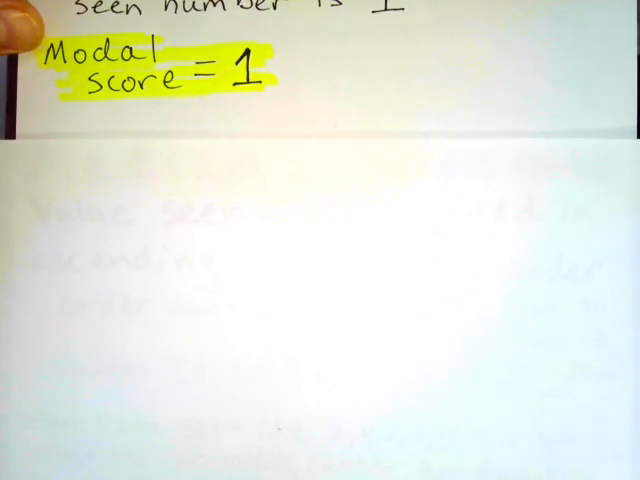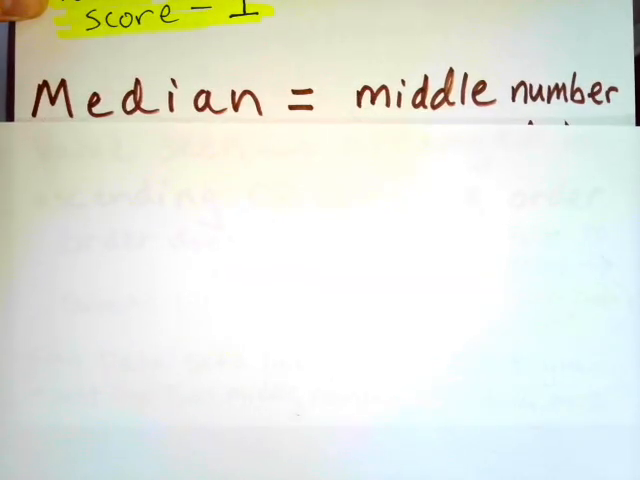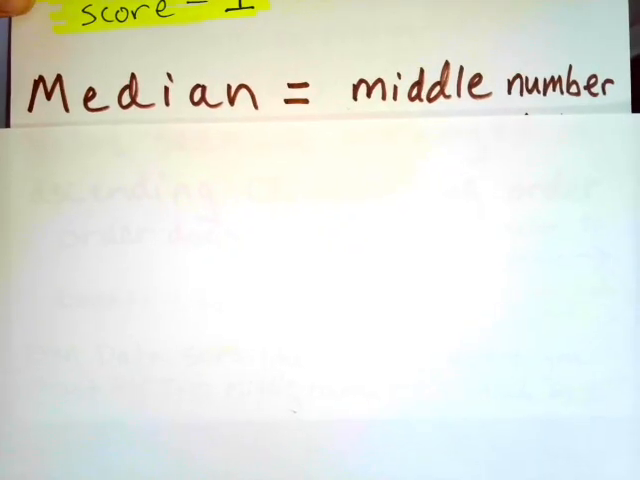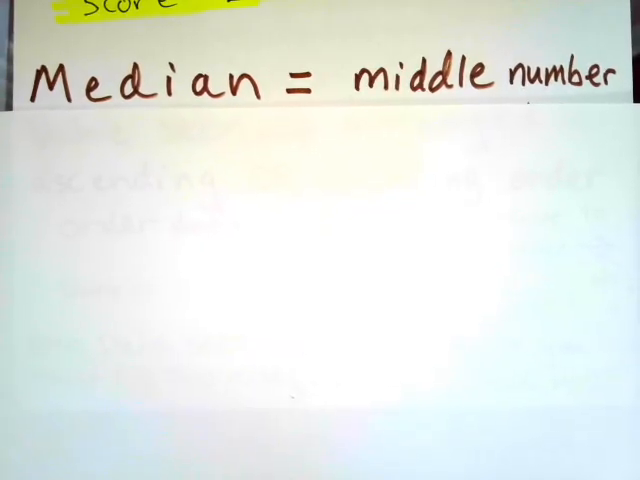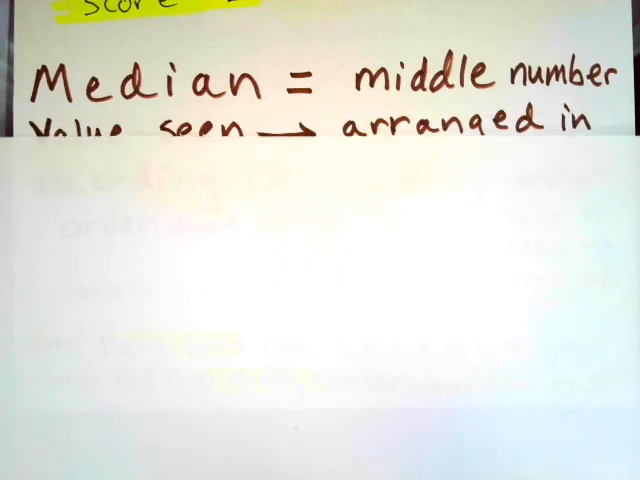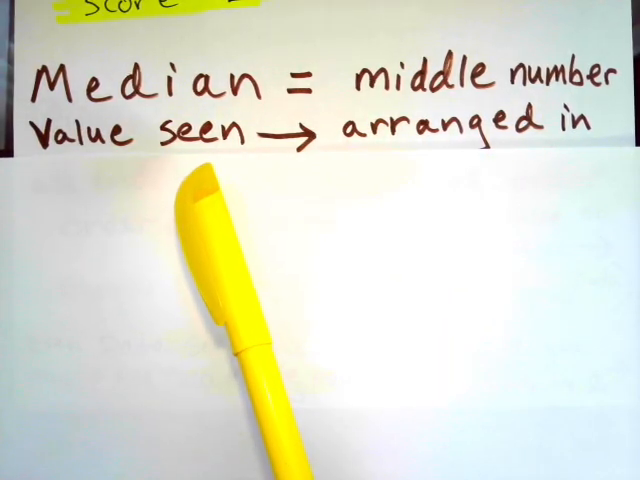I'm going to continue in answering these questions by finding the median. That's the middle number, and in many instances could be the trickiest number to find, determining whether it's an odd number in a data set or an even number in a data set. So I'm going to do the very best I can to explain median. How do we find the median? Median is the middle number of values seen.